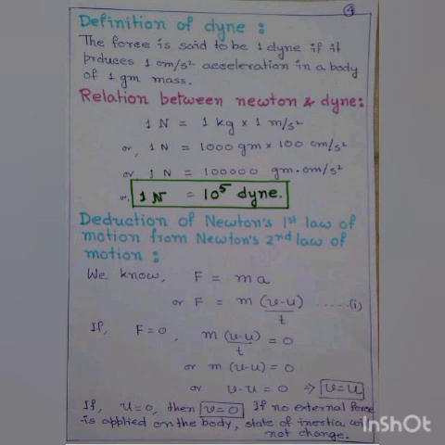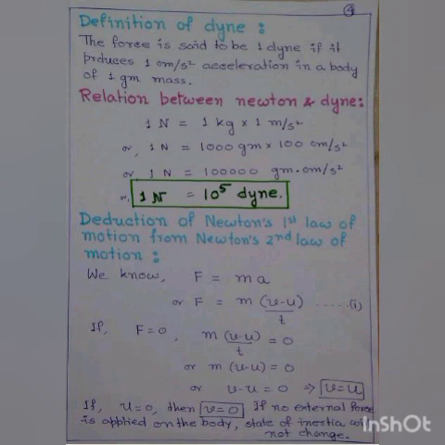So we know 1 Newton equals 1 kg into 1 meter per second square. Now what is 1 kg? 1 kg equals 1000 gram and 1 meter equals 100 centimeter. So just substitute 1 kg equals 1000 gram and 1 meter equals 100 centimeter. Therefore 1 Newton equals 10 to the power 5 dyne. This is the relation between the CGS and SI units of force, that is Newton and dyne.